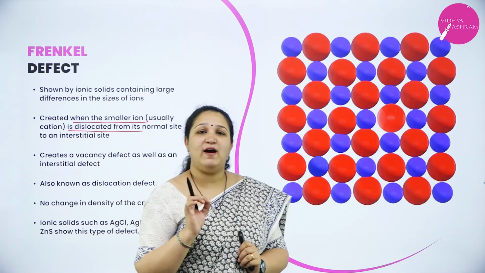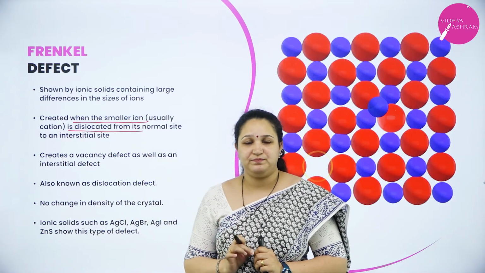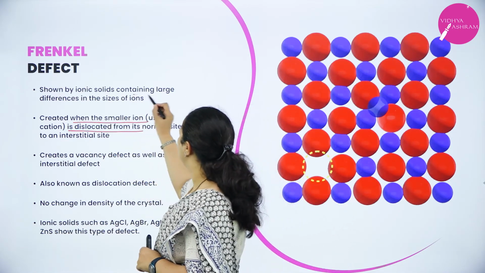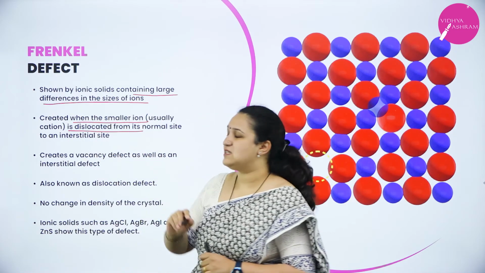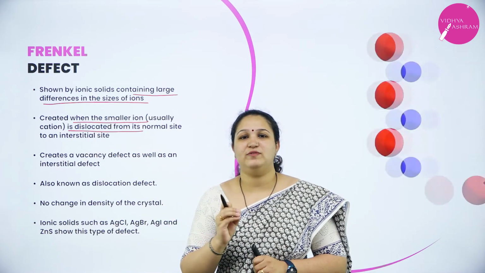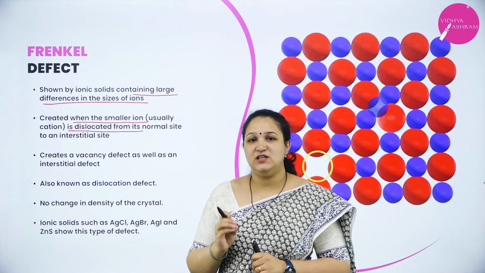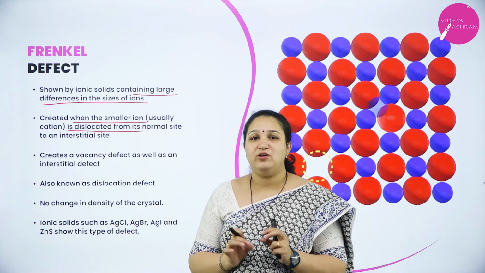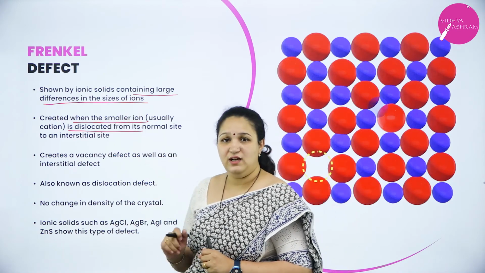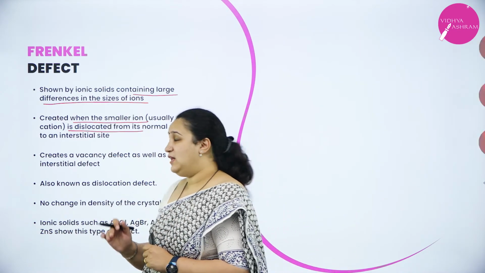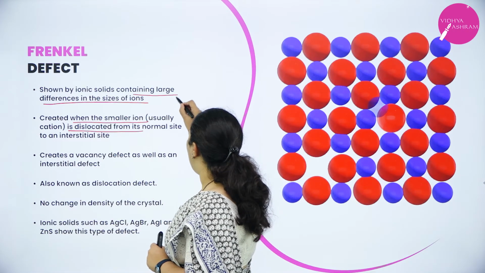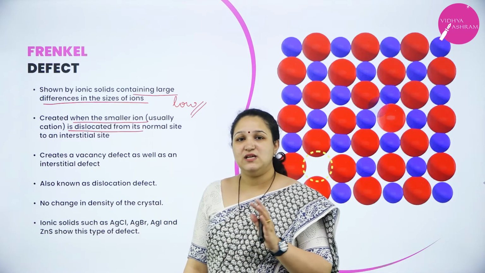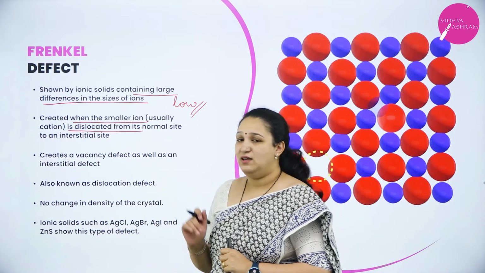Now, which type of ionic compounds show Frenkel defect? The ionic compounds in which there is a large difference in the size of the ions. Such ionic compounds show Frenkel defect. Also, ionic solids which have a low coordination number will show Frenkel defect.